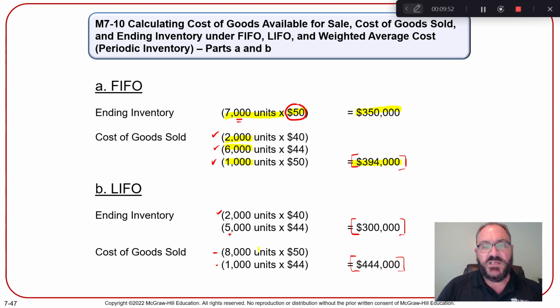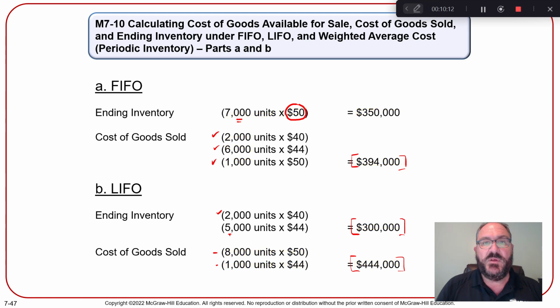What do we wind up selling? We wind up selling these expensive units, 8,000 units at 50 bucks, and then 1,000 units at 44. So notice our ending inventory is much lower, and our cost of goods sold is $50,000 higher. Okay? All right. Now, weighted average, guess what's going to happen?